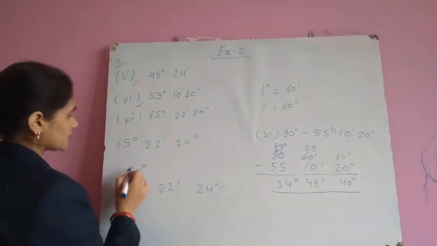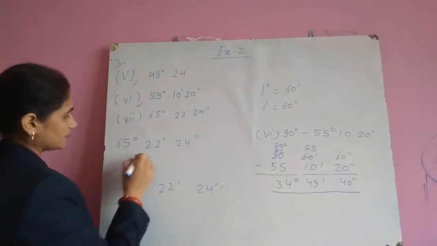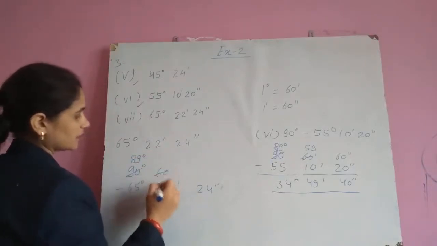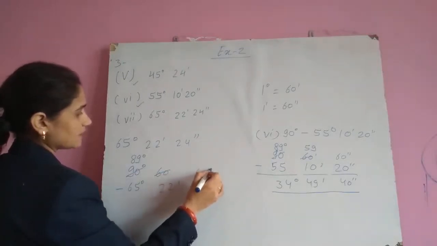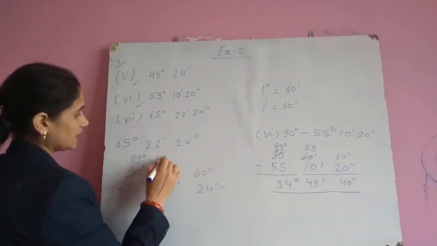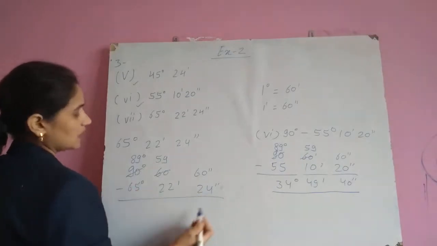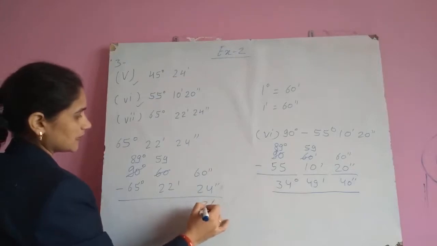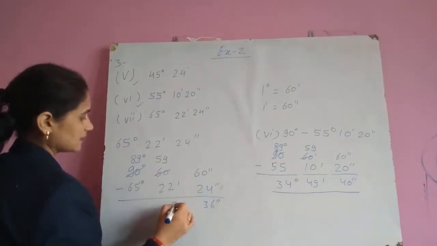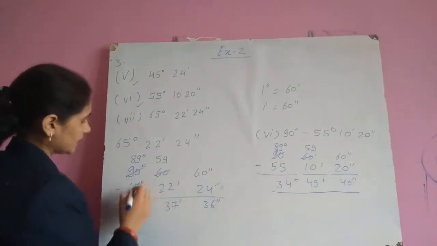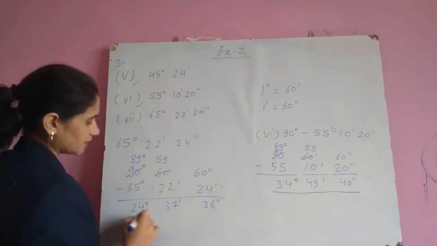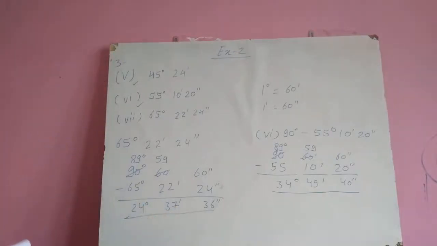Take borrow from here. What is left here? 89 degree. And here 60. And we need seconds also. We will take borrow from here. 60 seconds we will get. And here what is left? 59. Start subtraction. 60 minus 24, 36 seconds. Here 37 minutes. And here what is left? 24 degree. This is the required complementary angle of this one.